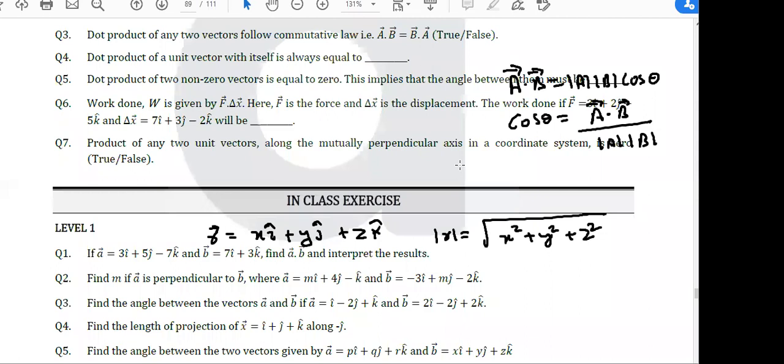Satvik, the value of cos theta can never be more than one, na? Question number three. I'm solving question number three.